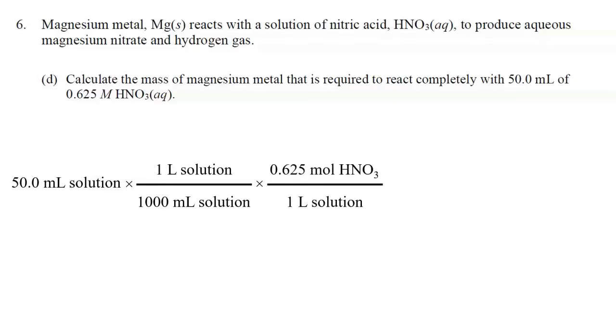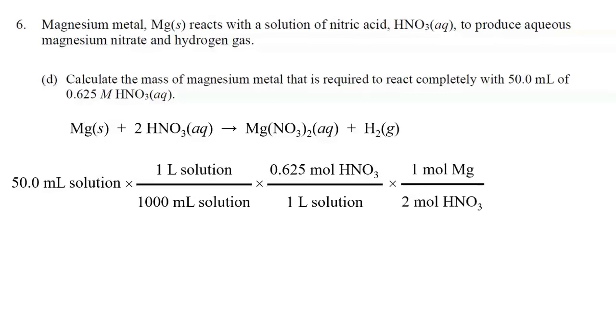Now, to go from moles of one chemical to moles of another, in this case magnesium, let's remember the answer to part A of this question. So here was the balanced equation that you wrote earlier in part A, and there's 1 mole of magnesium for every 2 moles of nitric acid. Now we have to get to grams of magnesium. Let's use the periodic table to do that. The periodic table tells us that there's 24.30 grams of magnesium per mole. So I've started with milliliters of solution, and then in 1, 2, 3, 4 conversion factors, I finish with grams of magnesium.